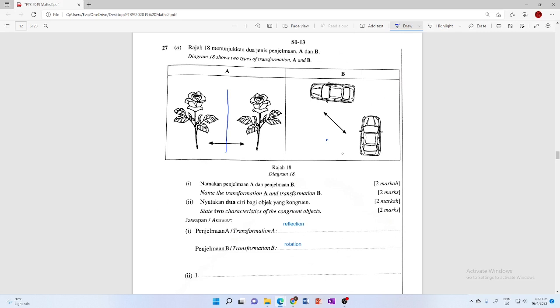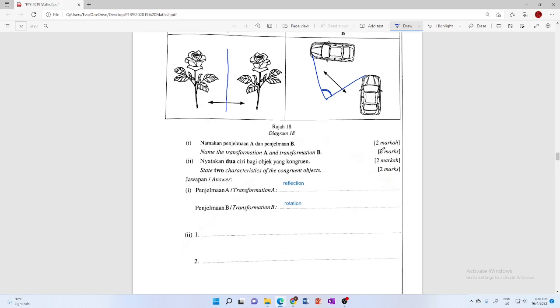So when you connect the left side of the lamp of the car to the left side of the lamp of the car, you can see that the angle of rotation is this. And state two characteristics of congruent objects. So for congruent objects, they will have equal size and equal shape.